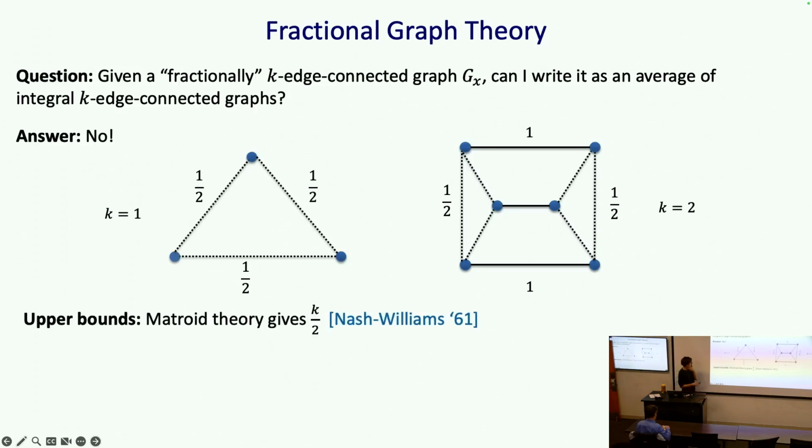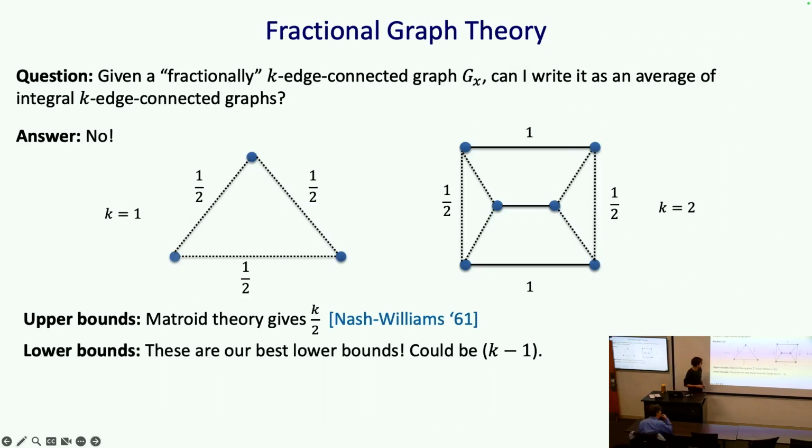Okay, so what about upper bounds? We know we can't get k, but can we get something? It turns out a very old result, called the Nash-Williams theorem from the 60s, will give you k over 2. Okay? And in terms of lower bounds, actually this is the best example we have. So maybe the answer is k minus 1. The best we know is k over 2.